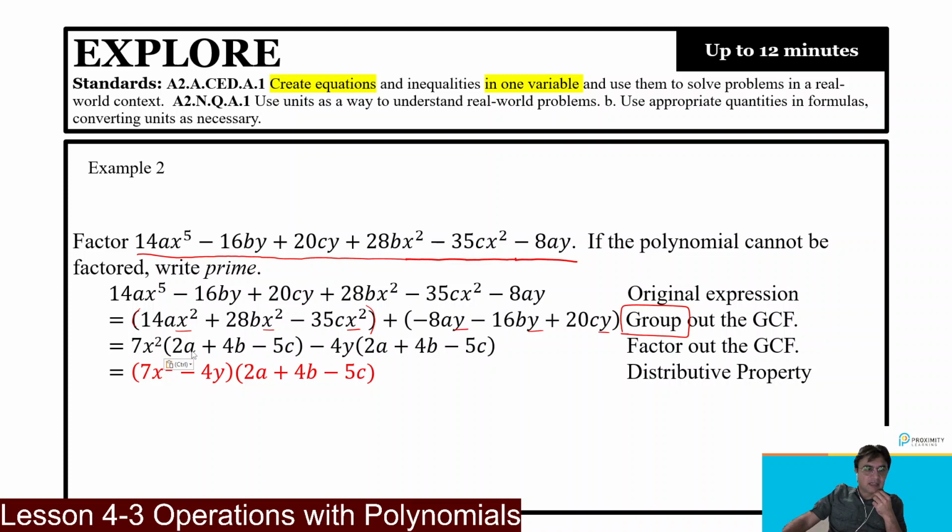And if we notice that 2a plus 4b minus 5c is the same in each one, then we can use the distributive property, and our final answer would be (7x squared minus 4y) times (2a plus 4b minus 5c). So this is how we factorize this long polynomial. Let me give you some time to take notes and ask questions and get an understanding, and then we'll do some practice problems.